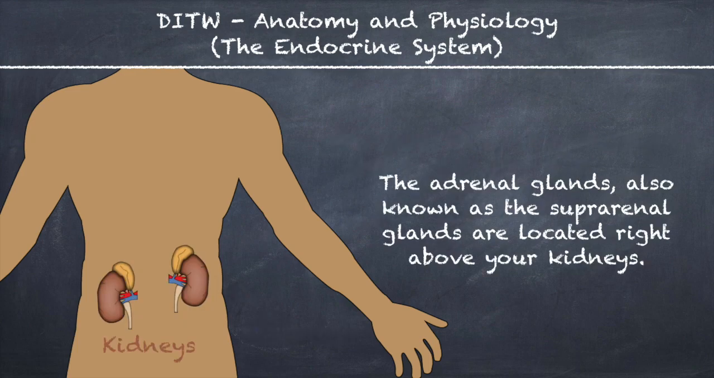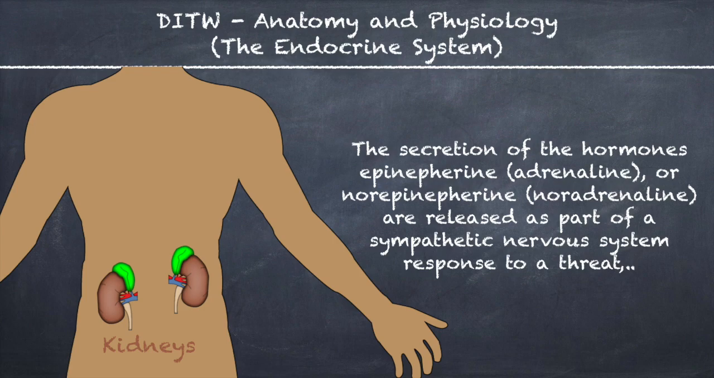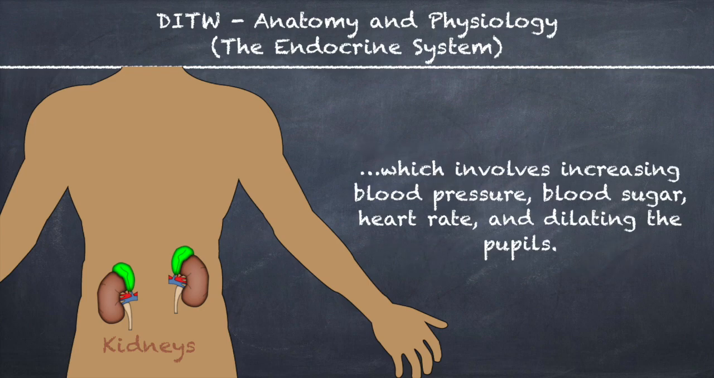The adrenal glands, also known as the suprarenal glands, are located right above your kidneys. The adrenal glands release hormones which are involved in regulating stress responses, blood pressure, electrolyte balance, metabolism, and the immune system. The hormones epinephrine, also known as adrenaline, and norepinephrine, noradrenaline, are released as part of a sympathetic nervous system response to a threat, which involves increasing blood pressure, blood sugar, heart rate, and dilating the pupils.